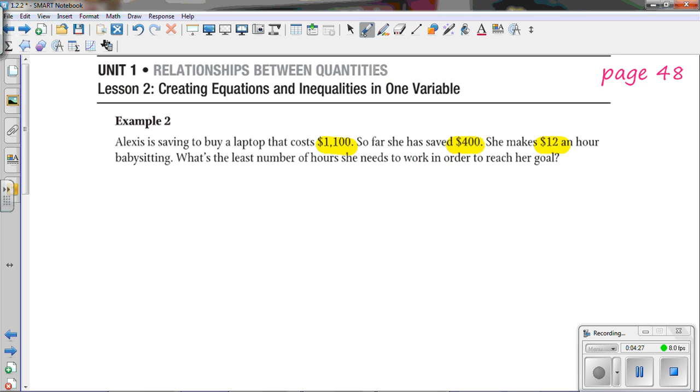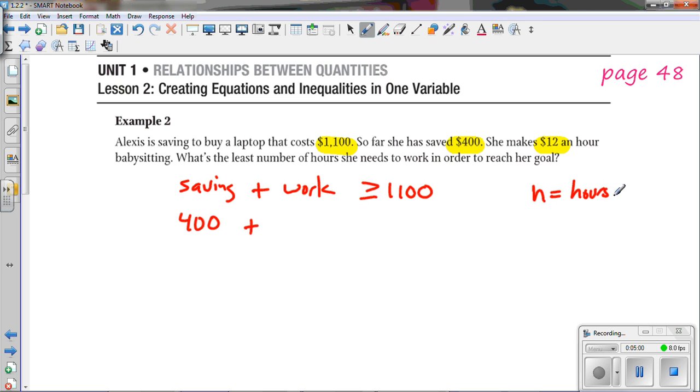So here the inequality is going to be she has to make more than or equal to $1,100. It's okay to make more in this case. And what we want to do is we have the savings plus how much work she has to put in order to meet her goal. So what are the savings? The savings is $400. That's a constant. Notice it doesn't change. She has $400. And then what's work? Well, work is the number of hours she has to work, and that's hours of babysitting.